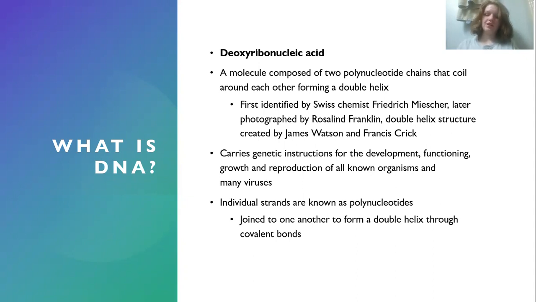So, DNA carries genetic instructions for the development, functioning, growth, and reproduction of all known organisms, as well as many viruses. In viruses, it is more likely to be known as RNA, which means only one strand is present. So instead of the typical double helix structure that you see in DNA, you will see one strand, which is known as RNA. These individual strands, when they are present in DNA, are known as polynucleotides. They join to one another to form a double helix through what are called covalent bonds, and that is more of a chemistry concept.